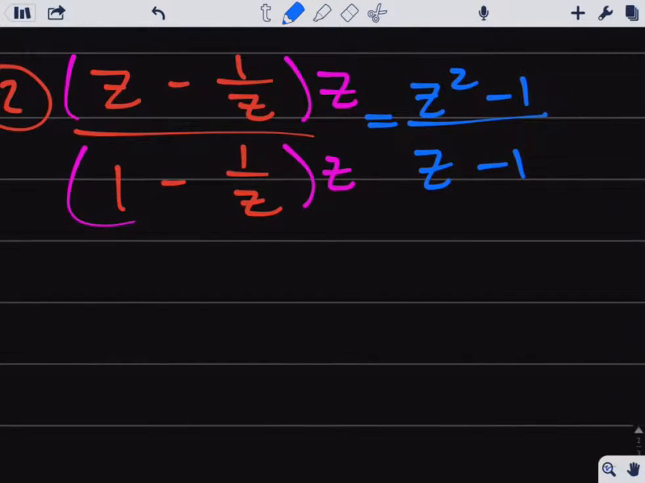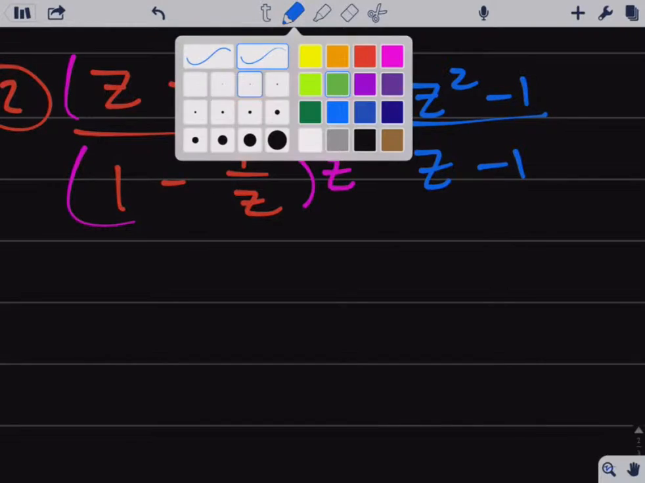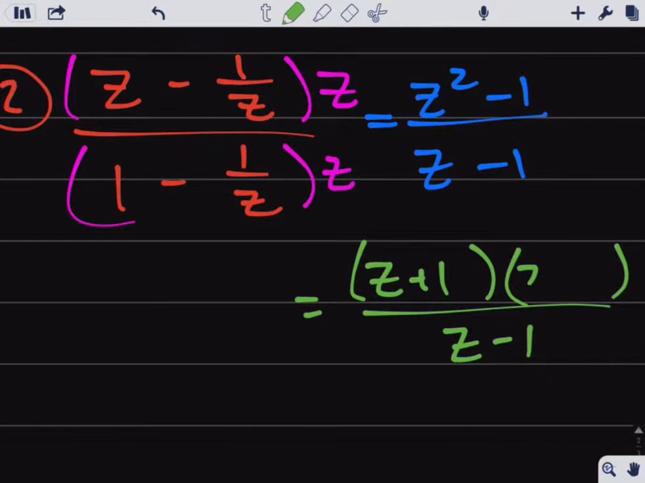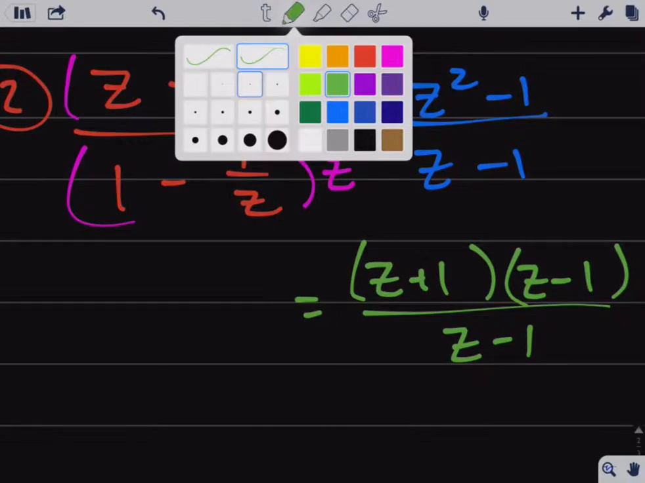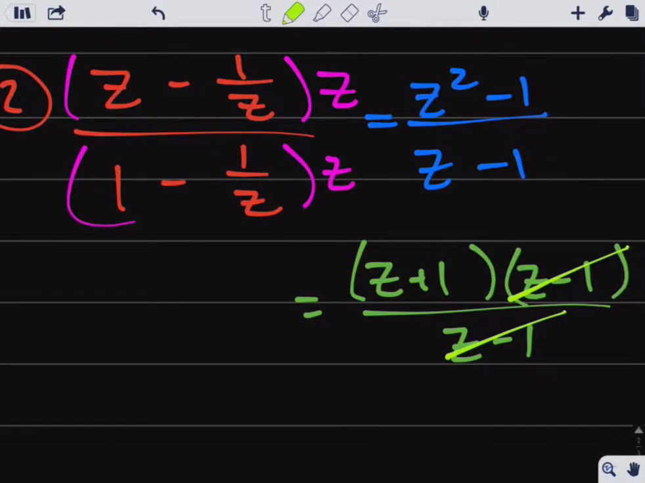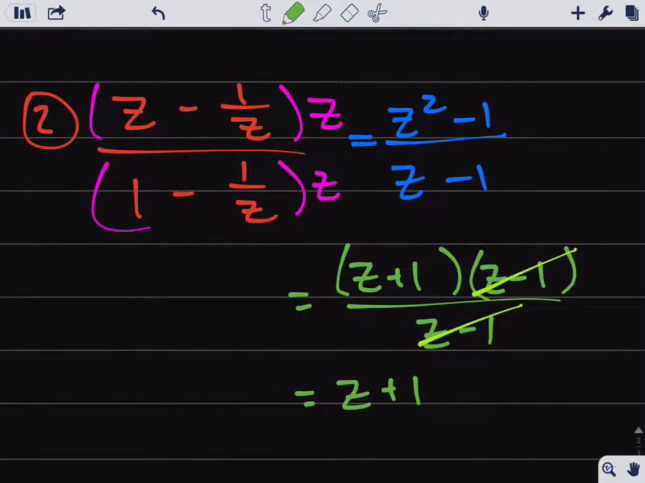Now some of you are going to want to reduce that immediately, but we can't reduce that immediately. We have to factor first. That's the difference of squares on top. So that's z plus 1, z minus 1, and now stuff will cancel. Those things cancel, and so I'm left with z plus 1. Okay, that's the easiest way to do that one.